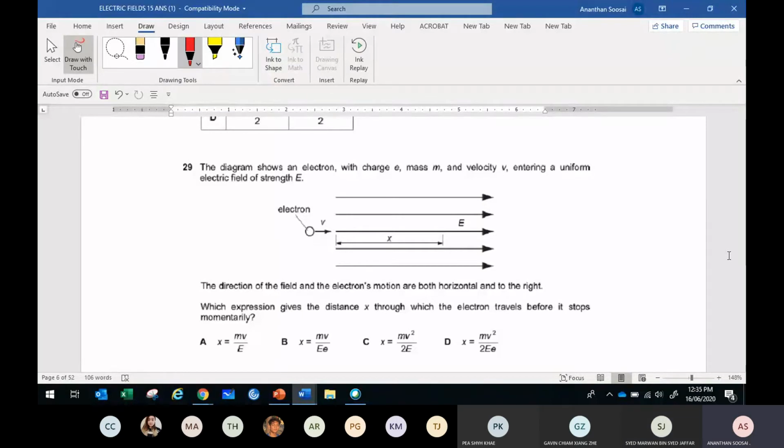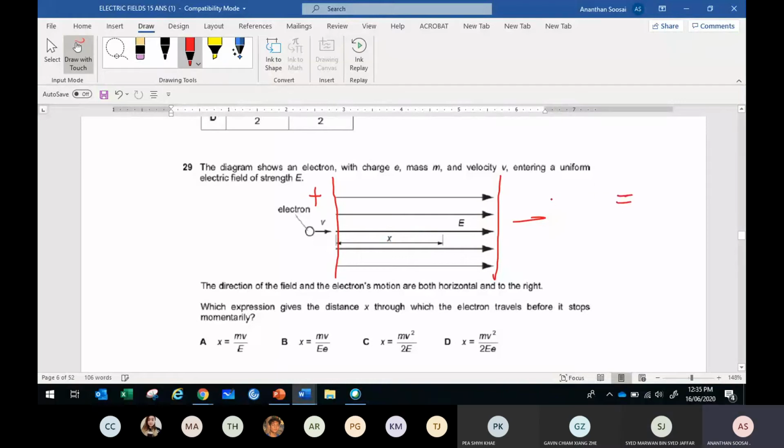Which expression gives the distance x through which the electron travels before it stops momentarily? Of course, the electron should slow down, right? The electron definitely slows down because it is moving towards the negative plate. This is your negative plate, and this is your positive plate. So the electron going towards the negative plate should slow down.